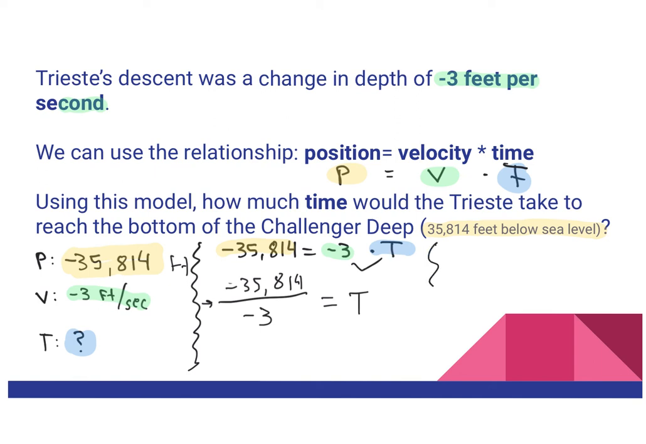So we can go ahead and do that calculation. A negative divided by a negative is a positive number, and we then know that our time equals 11,938. So we need to go back to our story and make sure we have the context and the units correct. So our time in seconds is going to be 11,938 seconds. It's a lot of seconds.